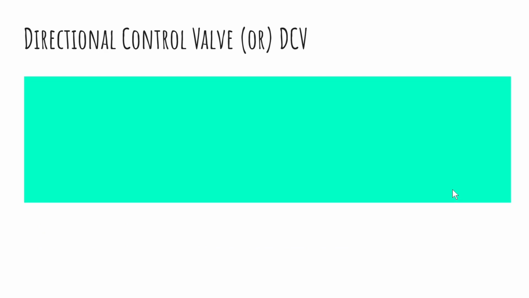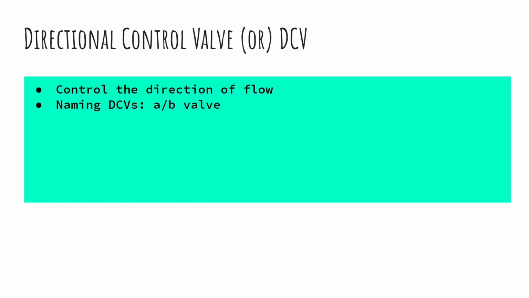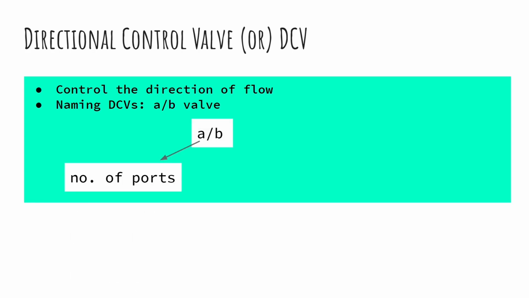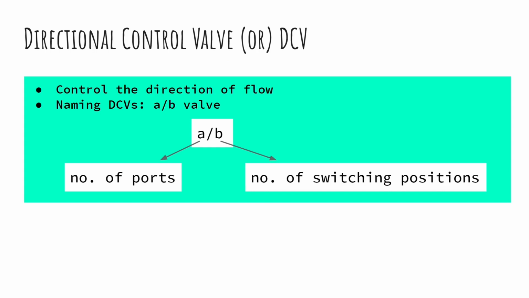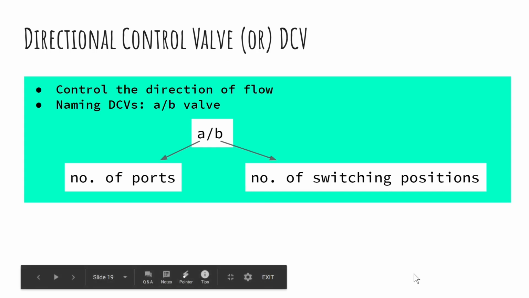Now we'll see directional control valves. This is really important, so please listen carefully. We have directional control valves to control the direction of flow. They are named as A by B valve, where A indicates the number of ports and B indicates the number of switching positions. We'll understand further what ports and switching positions are.